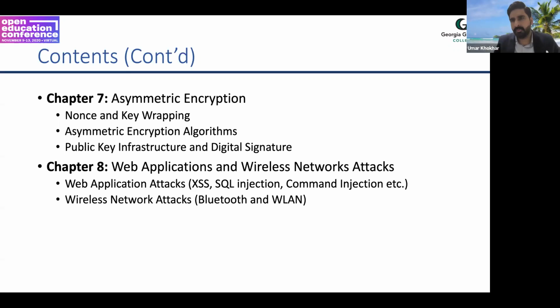And we can use Bluetooth and Wi-Fi, these two widely used technologies, to explain wireless network attacks. For Bluetooth, bluesnarfing and bluejacking can be discussed. And for Wi-Fi, we can discuss a couple of things like replay, sniffing, etc. So this is basically the theoretical part of information security.